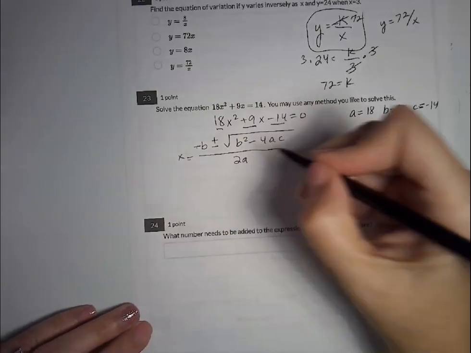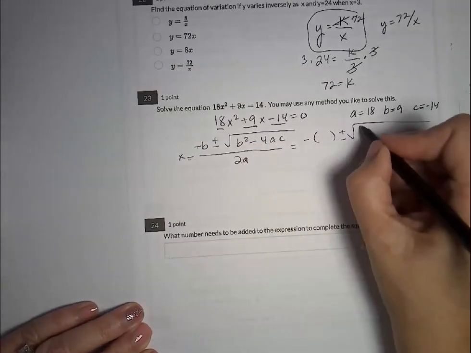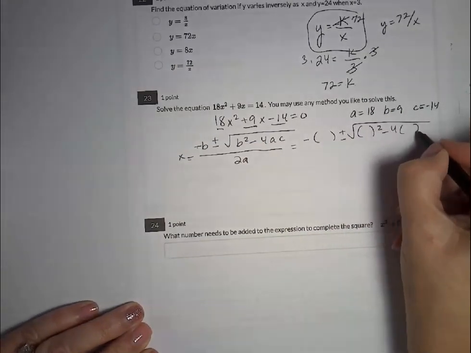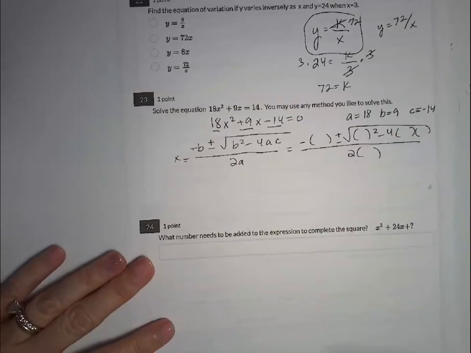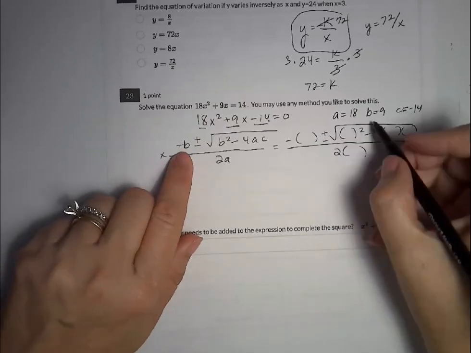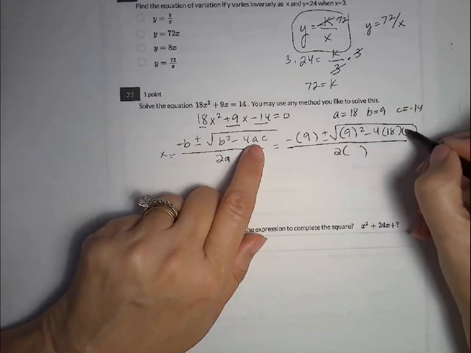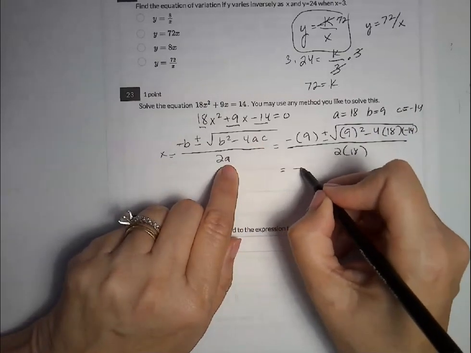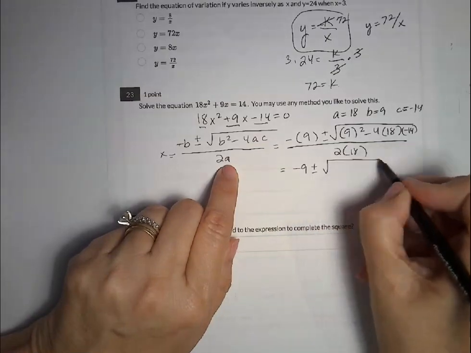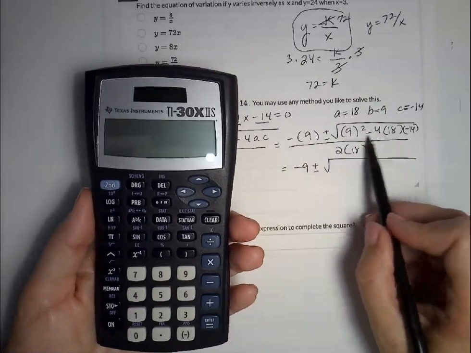Okay? So now I'm going to replace each variable with its value, and I told you this is how I do it. When I'm evaluating, I make little parentheses so I don't mess it up. Okay, so b is 9, a is 18, and c is negative 14. So it's negative 9 plus or minus. And when I do this, I always do the discriminant. That's what's underneath the radical.